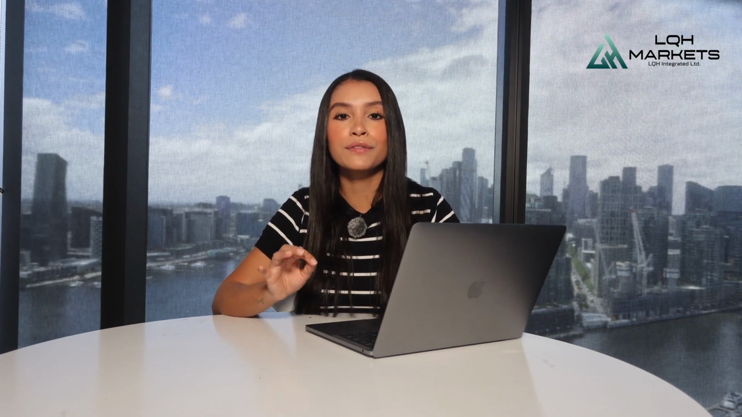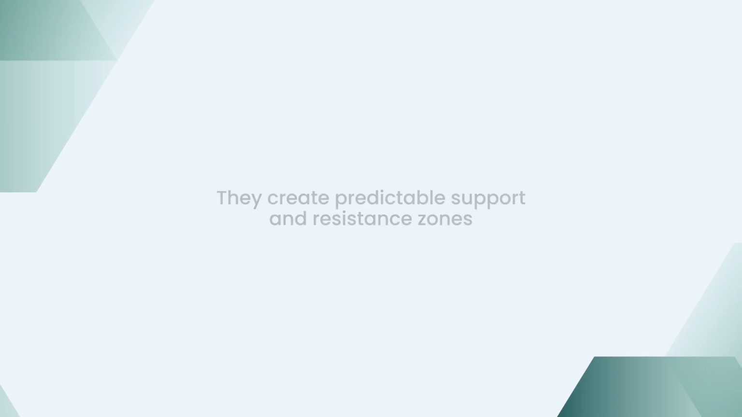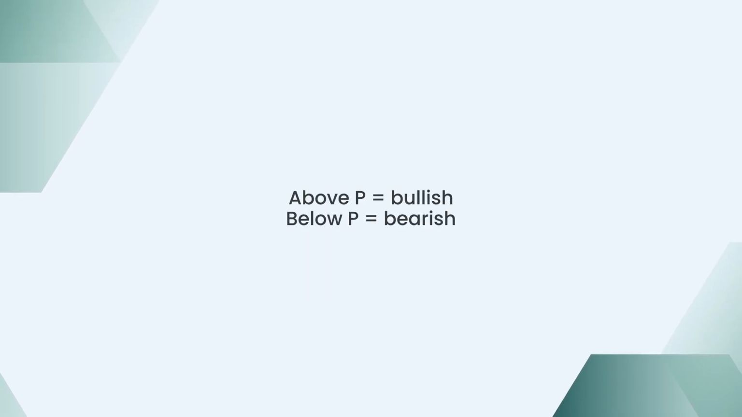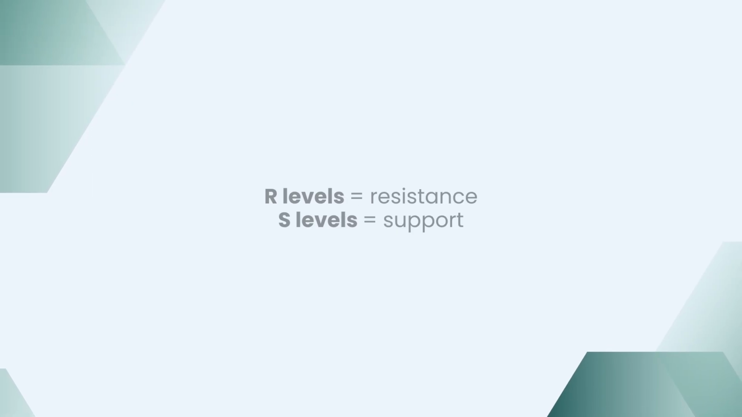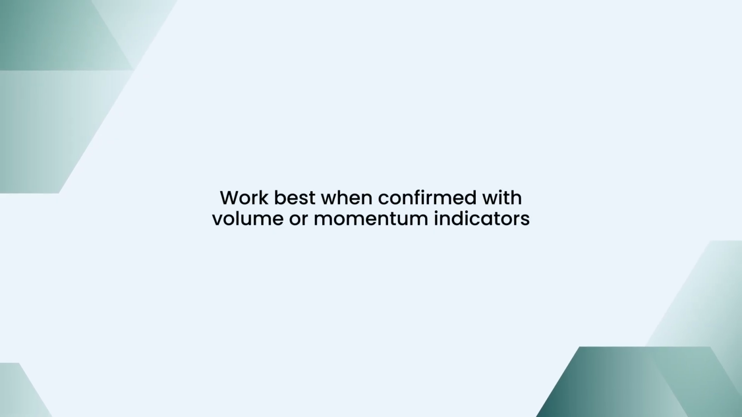Let's recap what you've just learned. Pivot points are calculated from the previous day's high, low, and close. They create predictable support and resistance zones. Above P equals bullish, below P equals bearish. The R levels equal resistance. The S levels equal support, used for bounce, breakout, and sentiment strategies. They work best when confirmed with volume or momentum indicators.